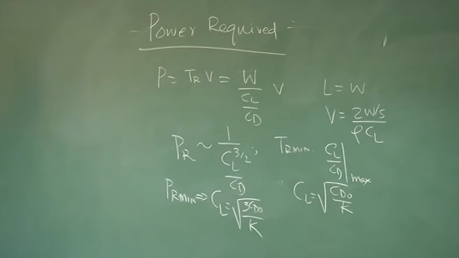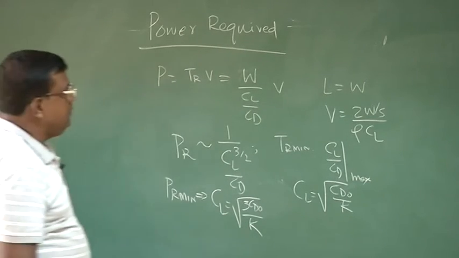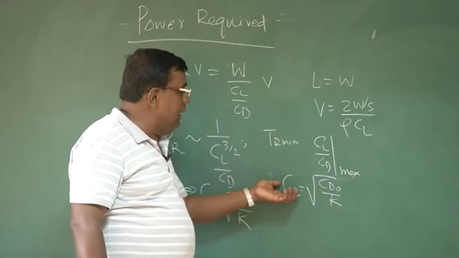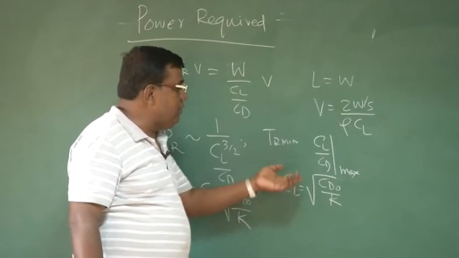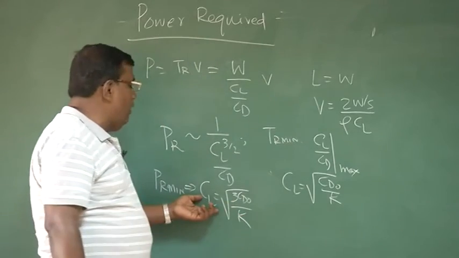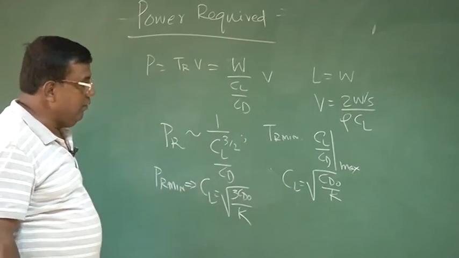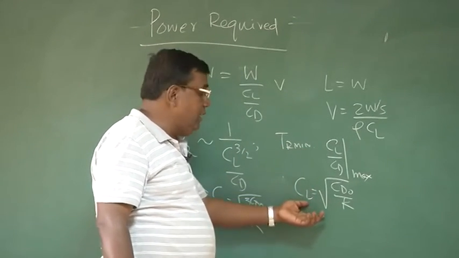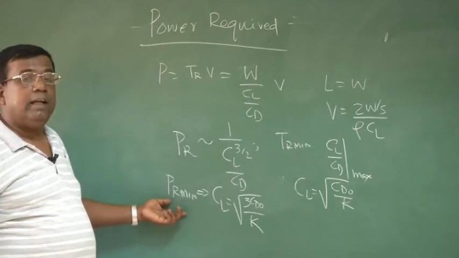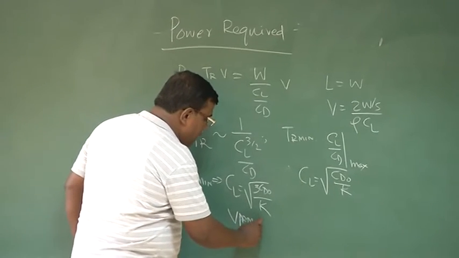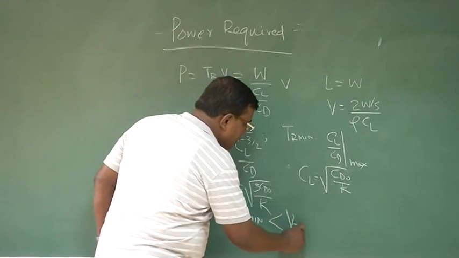We also realized that if I want to fly at CL equal to root CD naught by K, that is thrust required minimum, then the CL required to fly at thrust required minimum is lesser compared to CL required to fly at power required minimum. Therefore, the velocity required to fly at thrust required minimum will be higher compared to velocity required to fly at power required minimum. So, V power required minimum is less than V thrust required minimum.